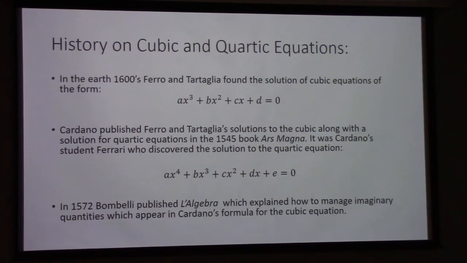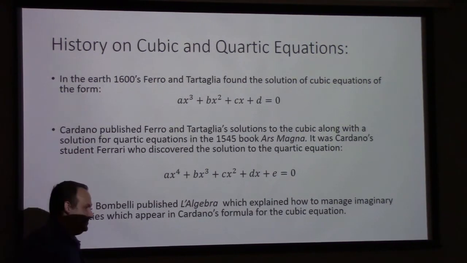So I said 1600s, that obviously should be what? That's a typo. 1500s, otherwise this is like violating causality, which is never a good thing. So there was no time travel involved here, that's just a typo. And then in 1572, Bombelli published his algebra book, which explained that, annoyingly, even to solve a cubic equation with real coefficients, you have to use imaginary numbers.